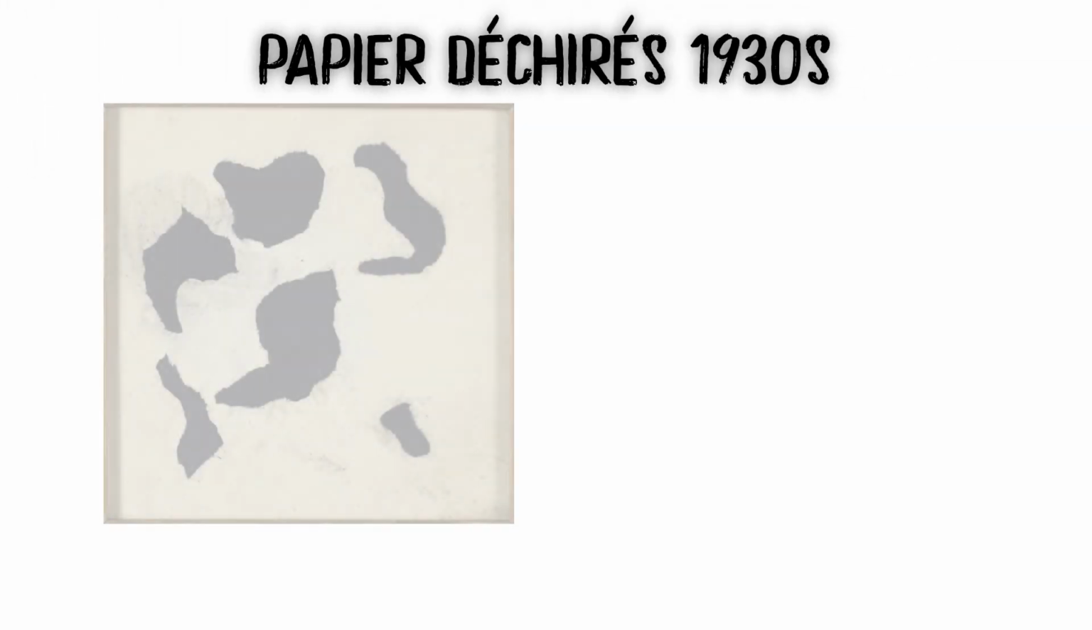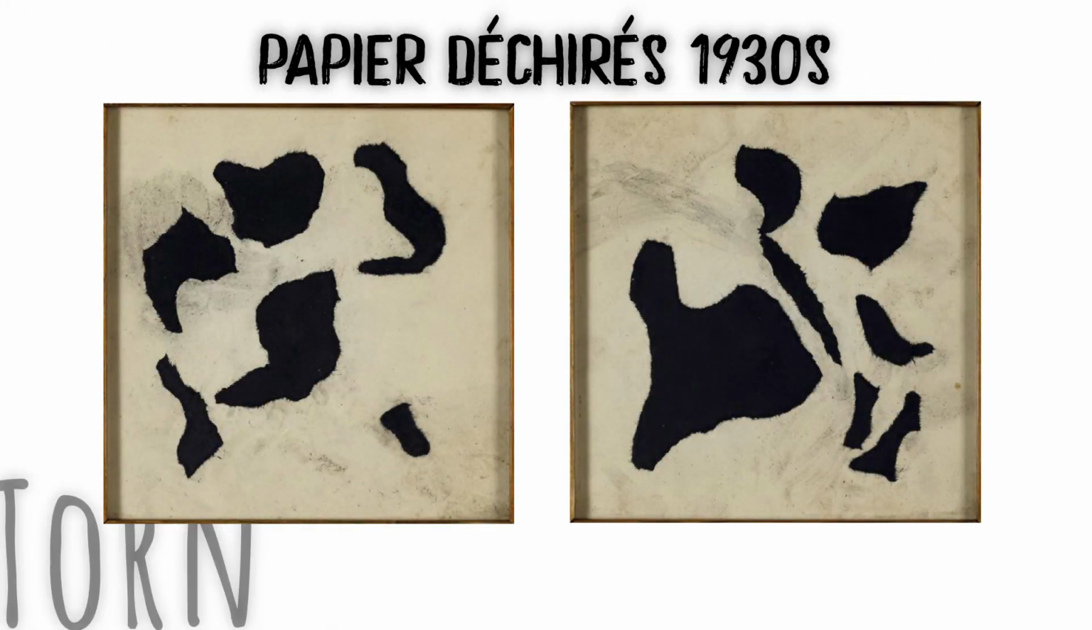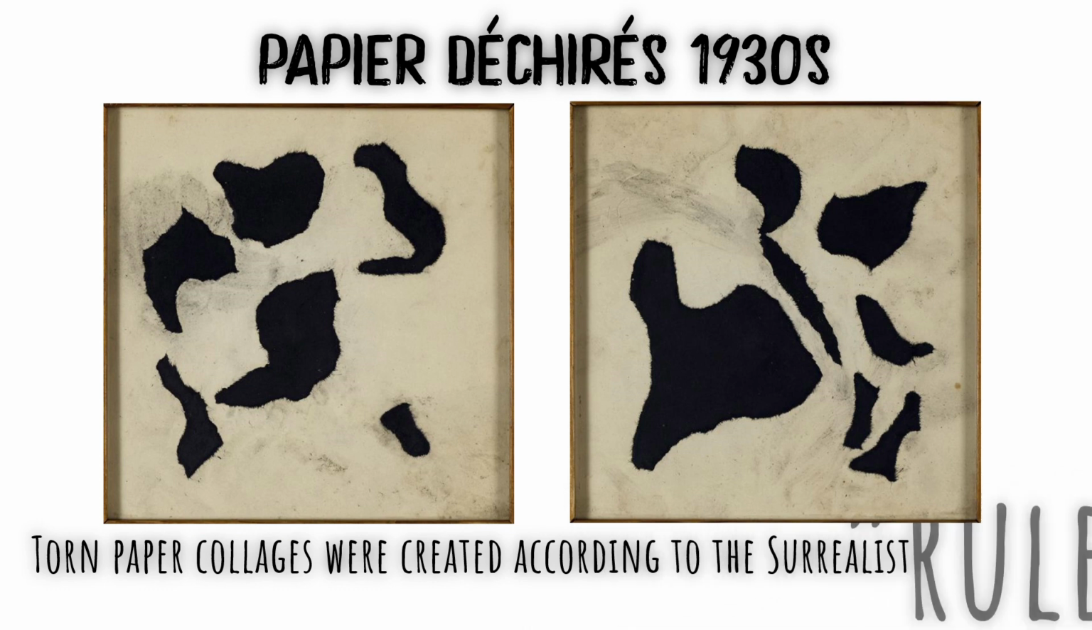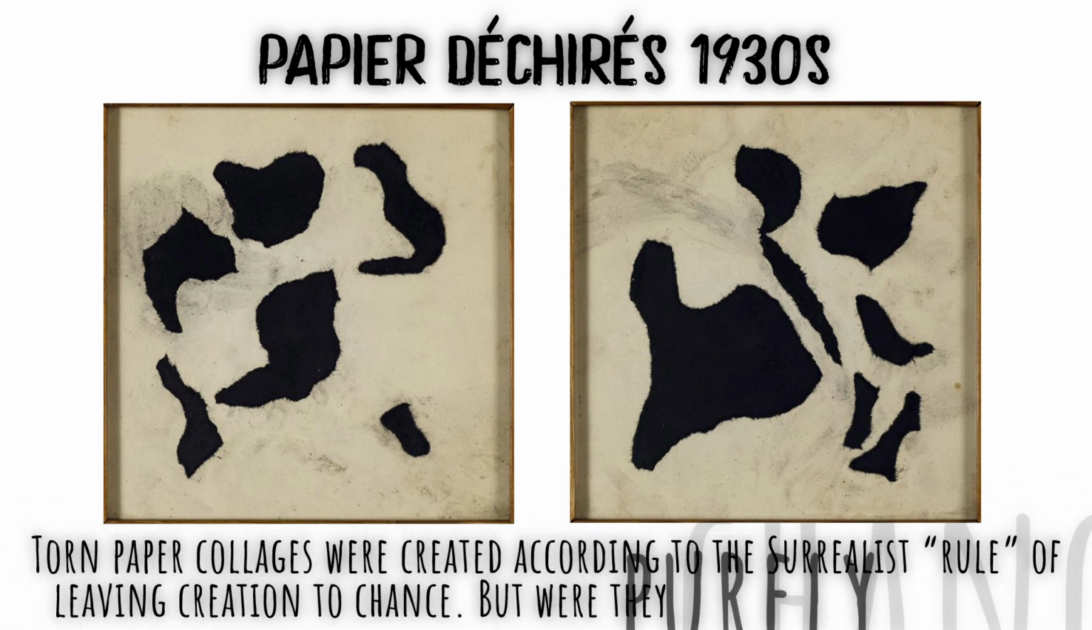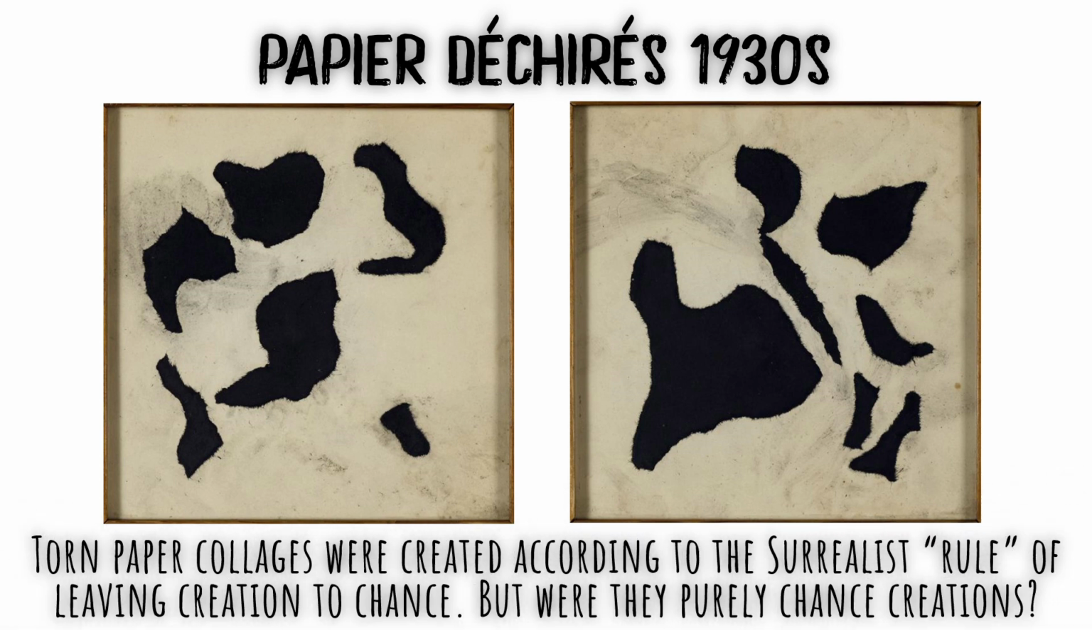Now we jump forward to the 1930s, and here we see the first papier déchiré or torn paper collages, and the first evidence that Jean Arp was interested in surrealist ideas about using the laws of chance to create art. Because in these collages, he supposedly let the pieces of paper fall onto a large sheet of paper in a random way before he glued them in place.